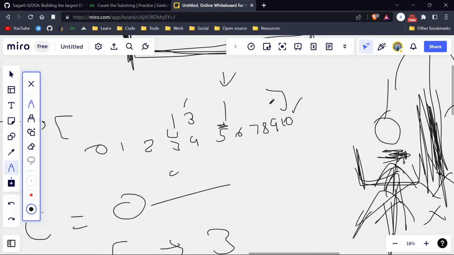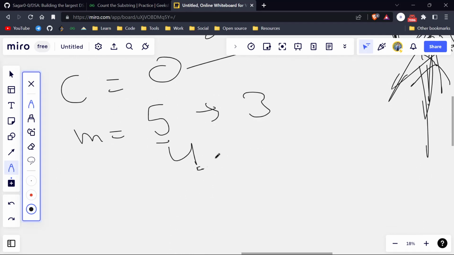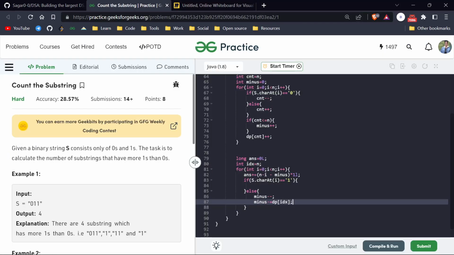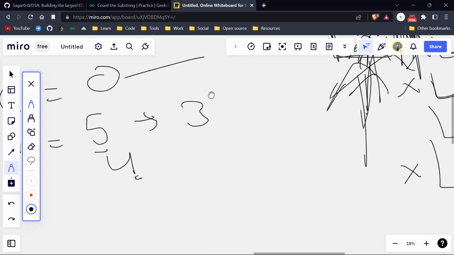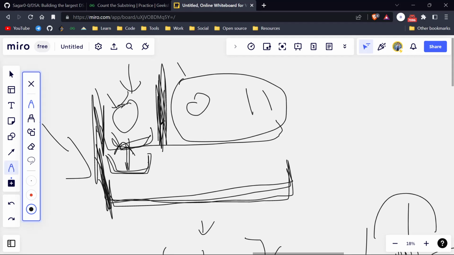And how can we remove it? First of all, we will reduce our counter by one value, because we know that this 0 singly will be removed. That is why we are doing minus minus, one time minus. After that we have to check our dp, and reduce the number of substrings that it is taking part in.